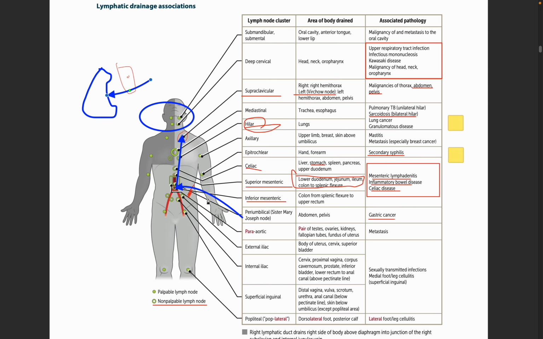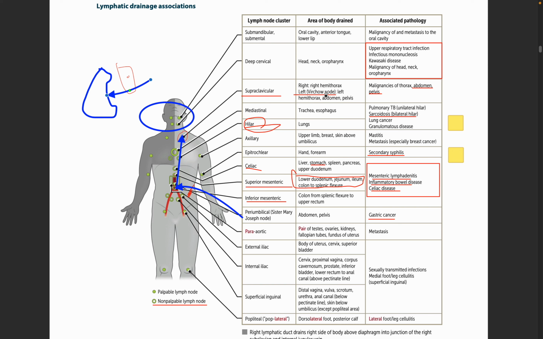You got my point? Suppose your patient has gastric cancer, meaning cancer of the stomach. Cancer cells from the stomach, in the lymph or from the interstitial tissue, will travel toward the periumbilical lymph nodes. Then from the periumbilical lymph nodes, they will spread further toward the left supraclavicular node, which is named the Virchow node. Now you get my point?